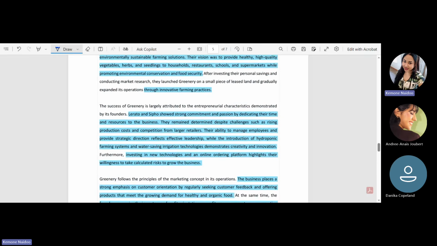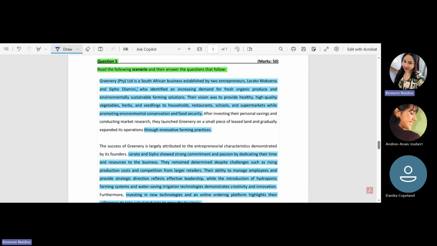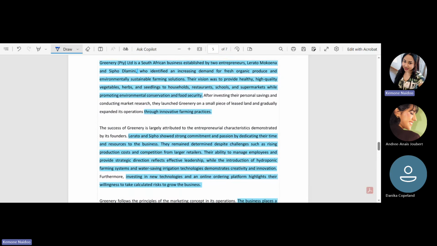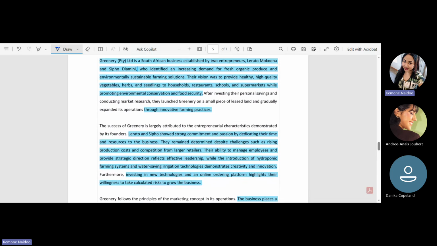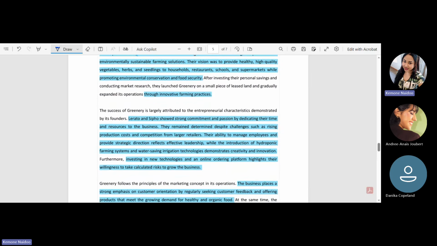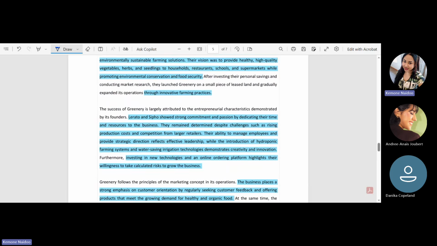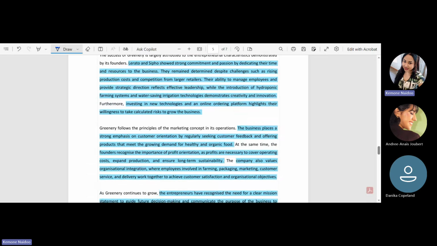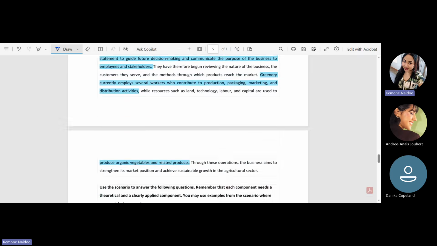So I've highlighted important bits in this case study. Basically, the case study is about the South African business whose vision is to provide healthy, high quality vegetables, herbs, and seedlings to households, restaurants, schools, and supermarkets. And they also want to do this while promoting environmental conservation and food security. So that is in a nutshell what this case study is all about.